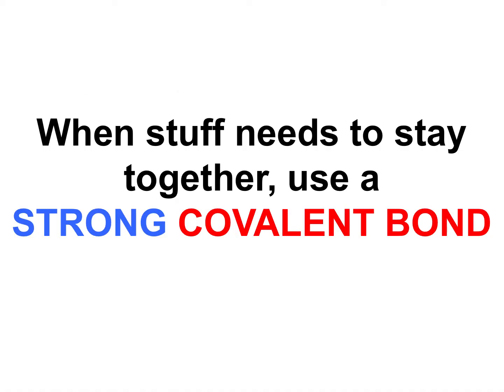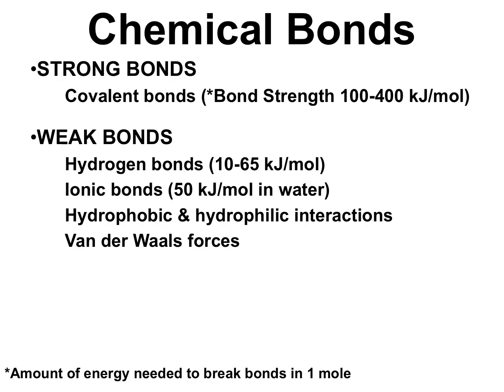Living things use the bond strength of covalent bonds to their advantage. When living things need molecules to stay together, you can find strong covalent bonds linking those atoms and those molecules together. How strong are we talking here? Well, about 100 to 400 kilojoules of energy are needed to break a mole of covalent bonds. In comparison, only about 50 kilojoules of energy are needed to break 1 mole of ionic bonds. So in living things, covalent bonds are about 2 to 8 times stronger than ionic bonds.